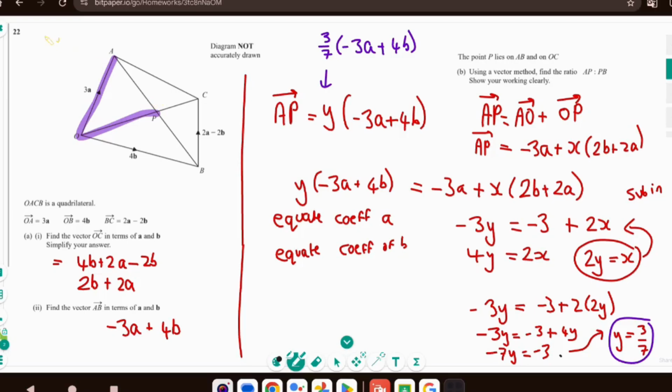So because A to P is 3/7 of the way along this line, we know it's a ratio like it's 3 out of a total of 7, so it'd be 3 to 4. Final answer.